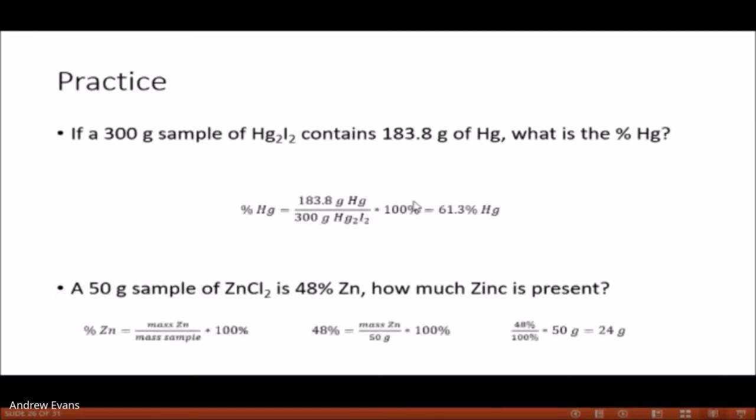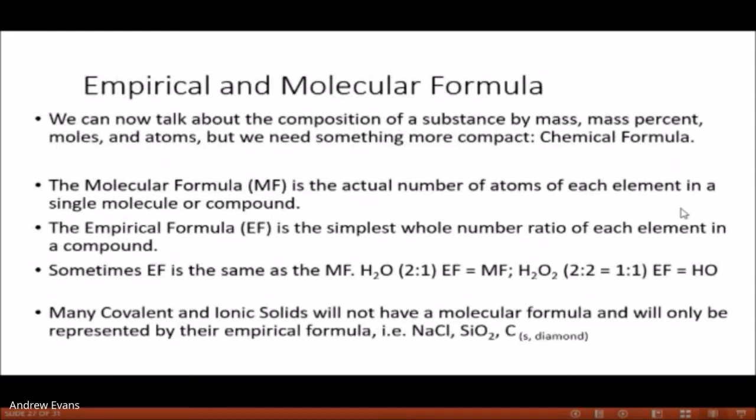So this is kind of what this can be used for. If you know what this is supposed to be, well, this is how much I should get. I can figure out kind of how much I should get based on this idea. Now, where we're going to take this is to figure out an empirical and molecular formula.